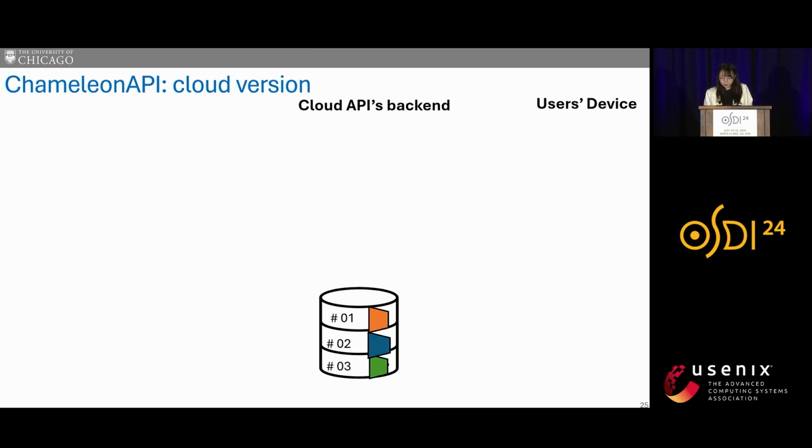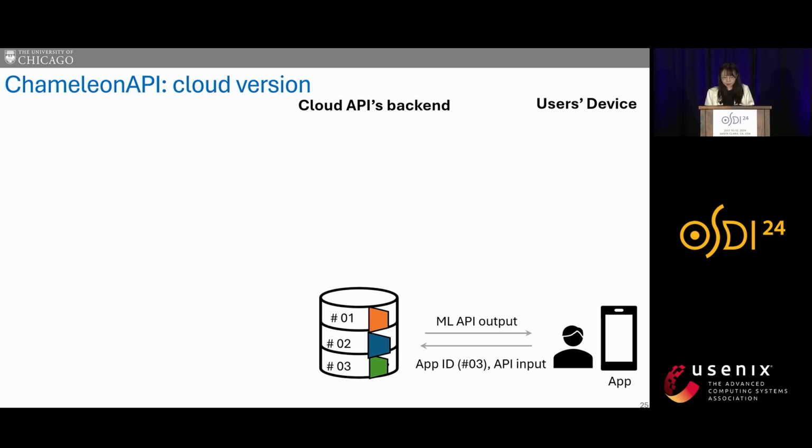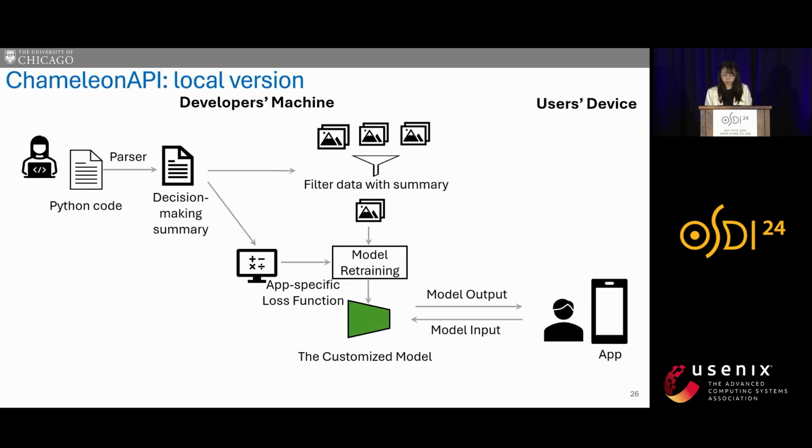At inference time, whenever there are requests coming in querying the same app, the application ID is sent to the backend, and the corresponding customized model will be selected, and the queries for this app will be served with that customized model. So ChameleonAPI can also be used outside the cloud service context. Developers who want to train and host their own models can use ChameleonAPI to easily customize an open source generic model to fit their application's needs.